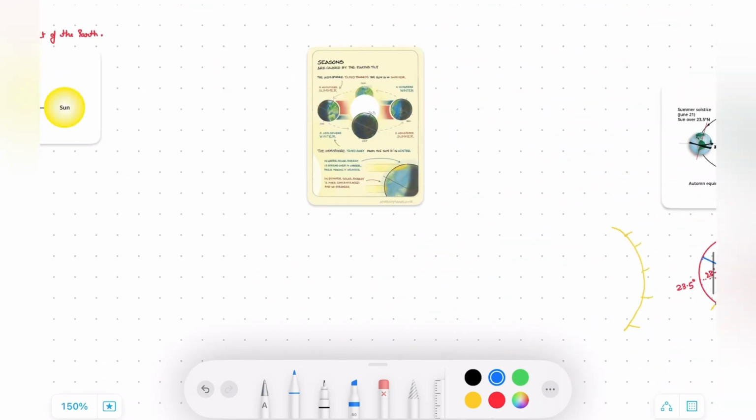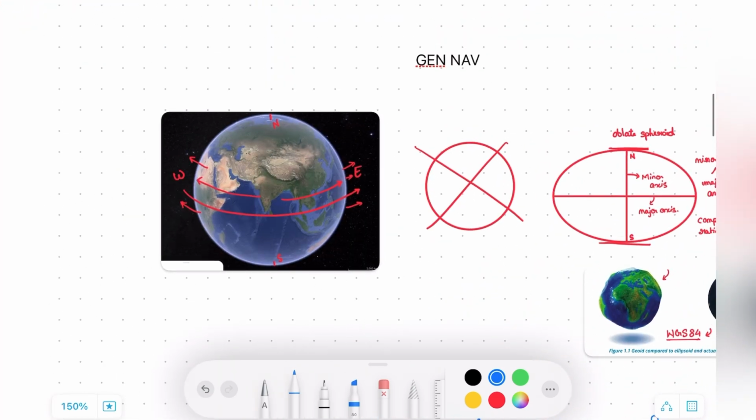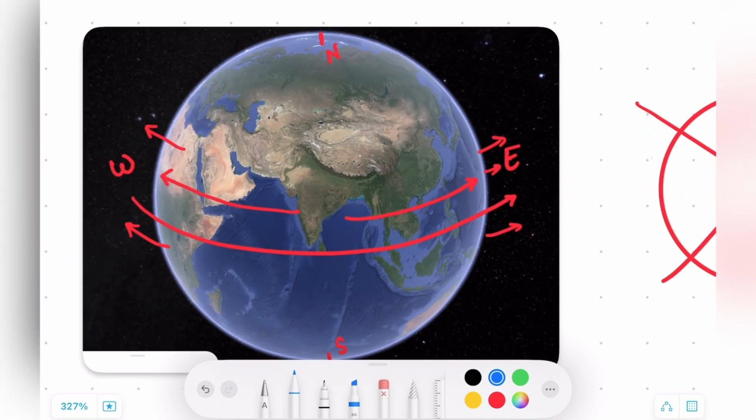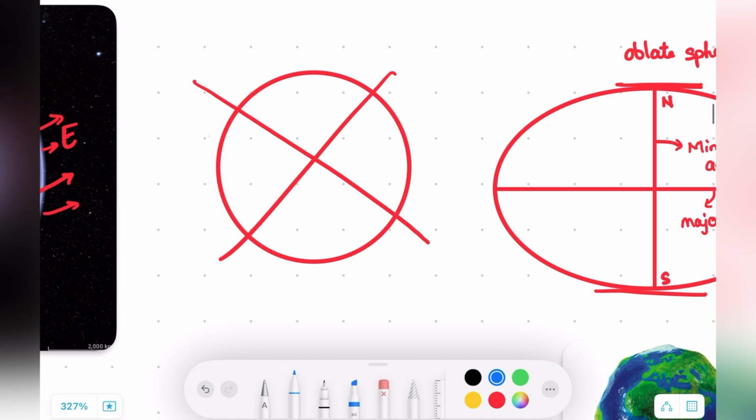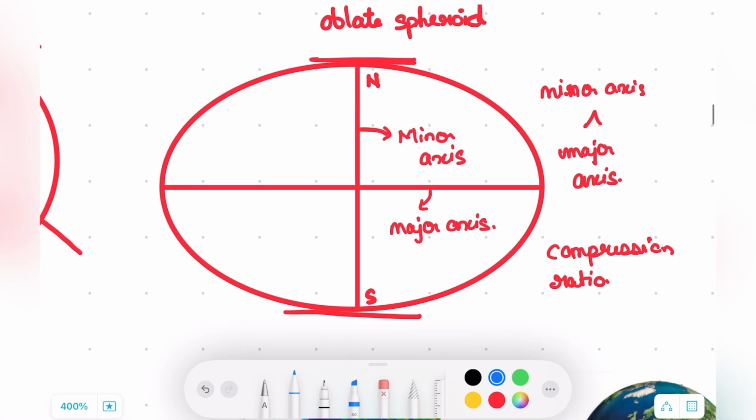Okay, so let's quickly summarize what we've studied so far. We started with how we defined the earth. We defined what east and west was. We also spoke about how the earth was not a sphere but rather an oblate spheroid.